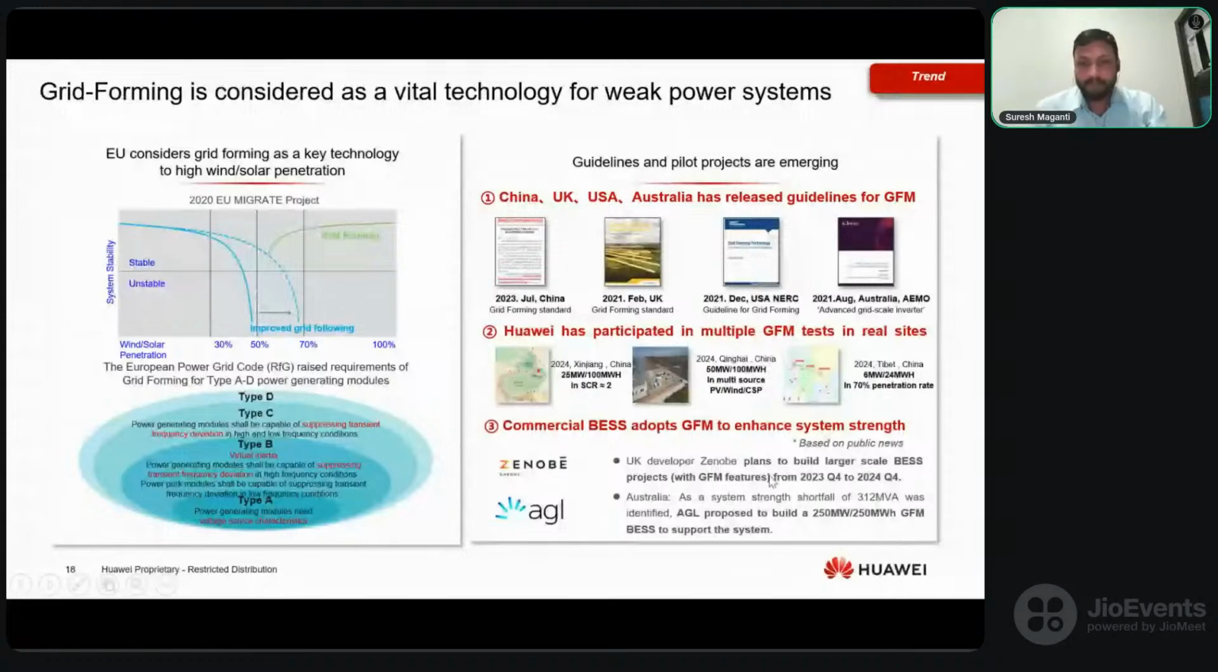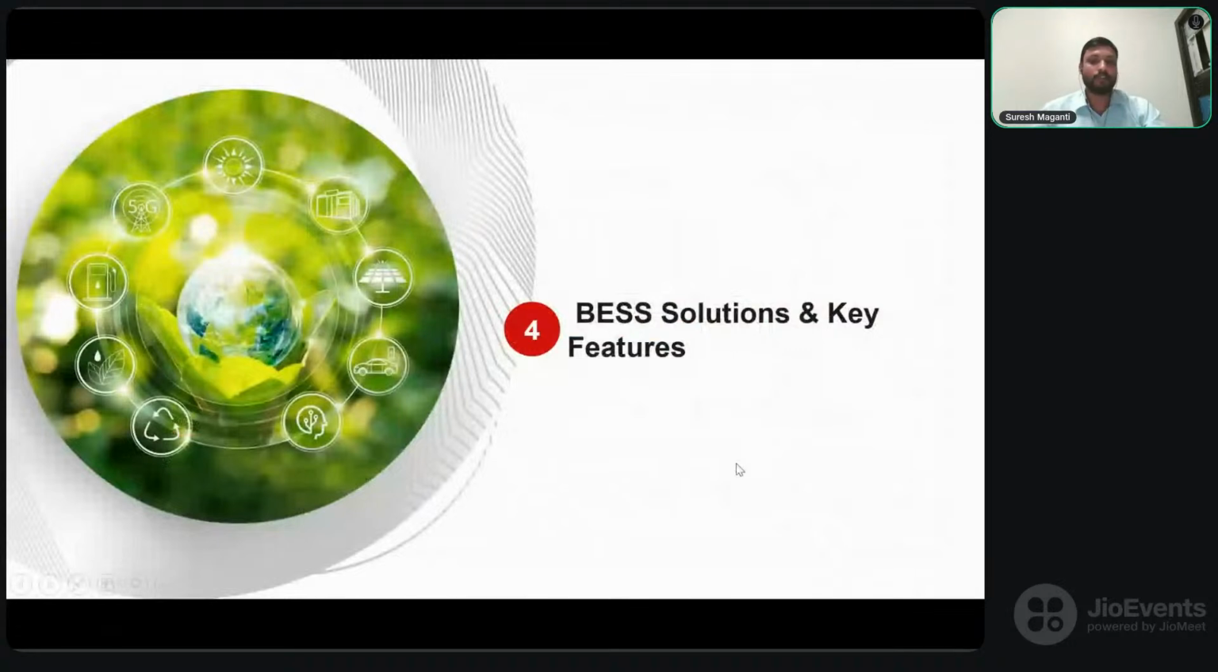So let's see what the solutions really are. We talked about the challenges, that is the safety challenge, and we also talked about the revenue challenges. What solution will really meet these challenges, what are the real battery energy storage solutions, and what are all their key features, we can go through that. And later we'll have a virtual tour of the battery energy storage solution.